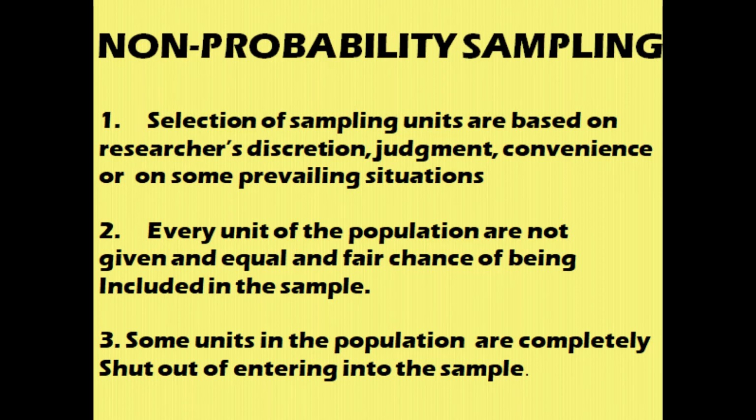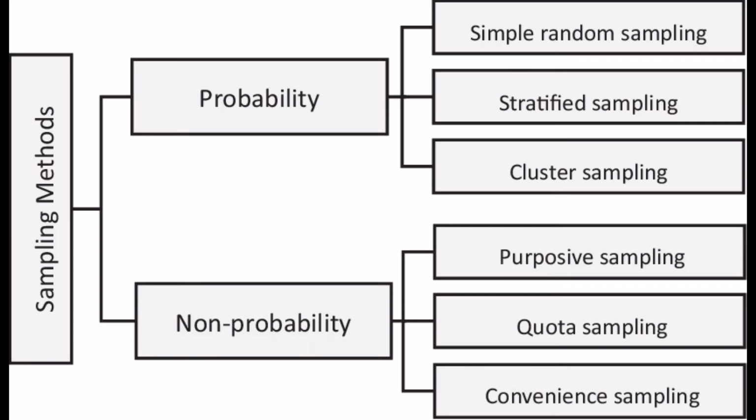Here, some elements or some units of the population might be excluded or may not get a fair chance, because it depends on the discretion, the judgment, the disposition of the researcher. But these are the two main categories of sampling techniques: the probability sampling techniques and the non-probability sampling techniques.